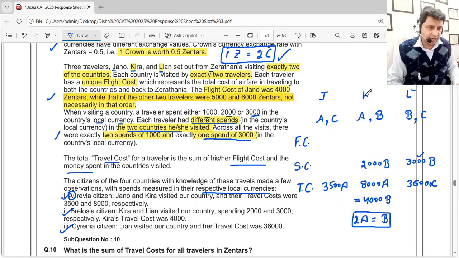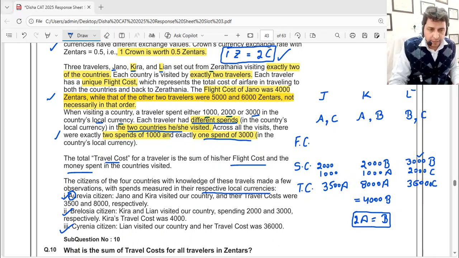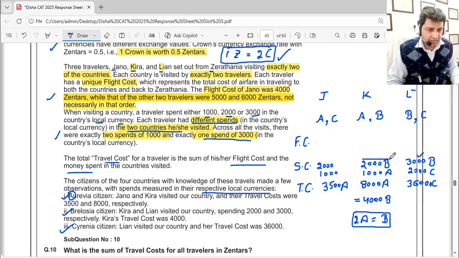That means K cannot spend another 2000 B, any currency I mean. That means 2000 should be here, currency can be A or C, and 2000 has to be here, and this has to be definitely C. And the remaining 2, which is 1000 each, so this should be 1000 A, and this 1000 A or C can be anything that we are not aware of right now. It can be A or C, that we don't know.